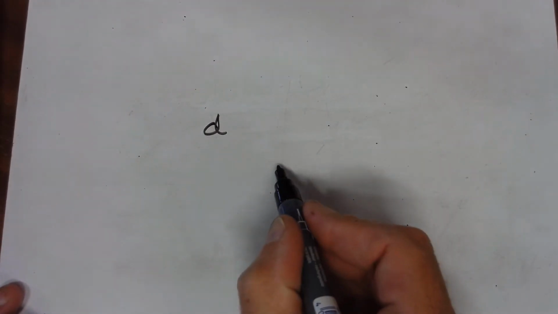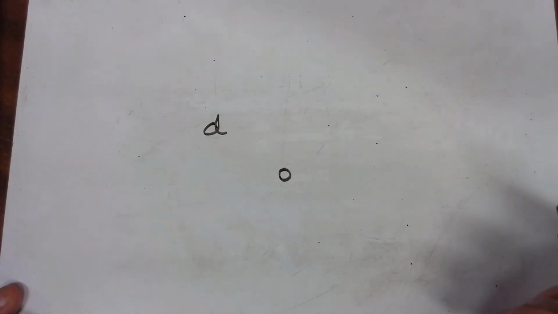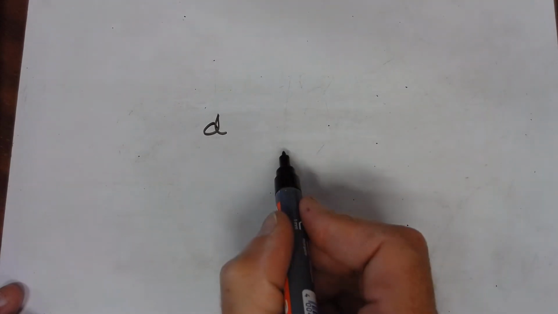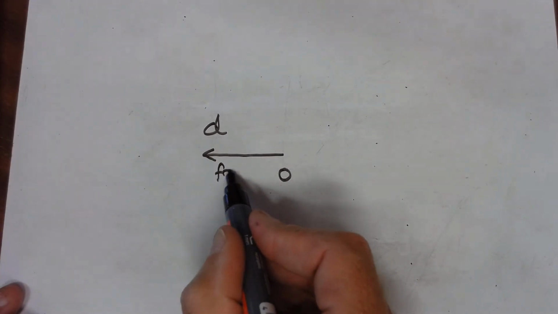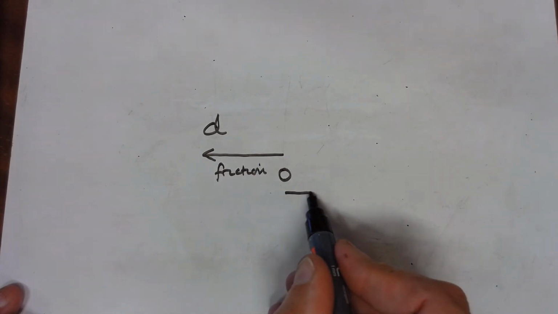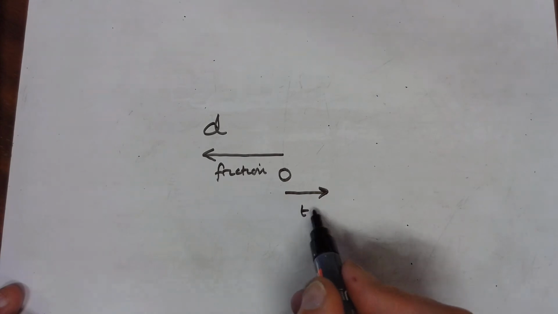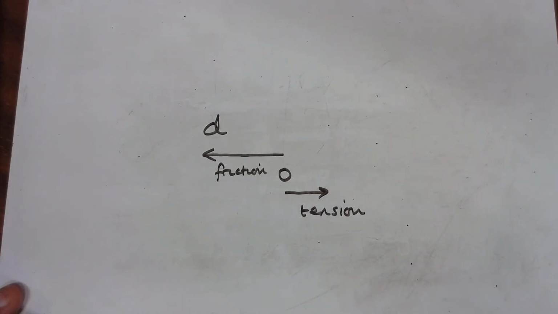Part D. This time a sledge. Even though it's tempting to draw a sledge because it's nice and simple, in a free body diagram we don't and we shouldn't. The friction force is acting in this direction and there's a tension force in the opposite direction. Nice and simple.